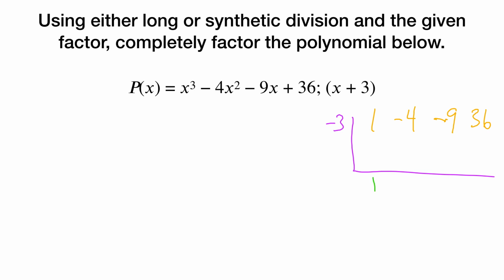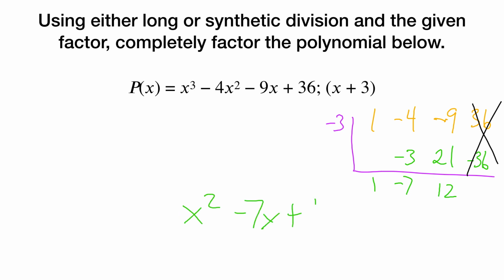At that point, 1 times negative 3 is negative 3. Negative 4 plus negative 3 is negative 7. Negative 7 times negative 3 is positive 21. The difference between 9 and 21 is 12. 12 times negative 3 is negative 36, which is good because we already knew that this should be a factor. So our final version of this is 1, so I'm just going to write x squared minus 7x plus 12.